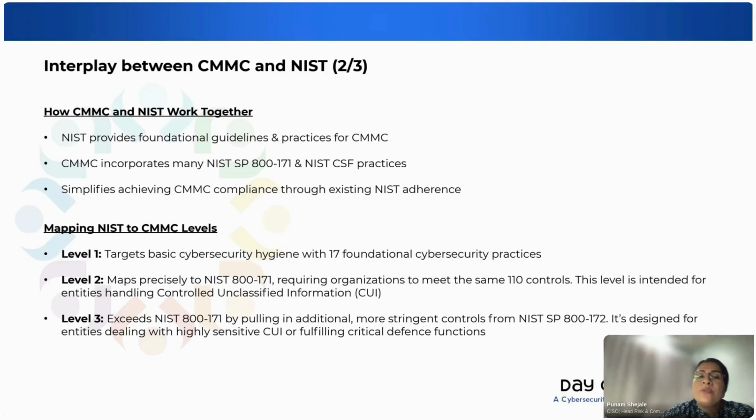Level 2 maps precisely to NIST 800-171, all 110 controls, and it is for all those entities handling controlled unclassified information. Level 3 exceeds NIST 800-171, and it pulls in more stringent controls from NIST SP 800-172, which are leveraged. This is for highly sensitive CUI, or for those fulfilling critical defense functions.